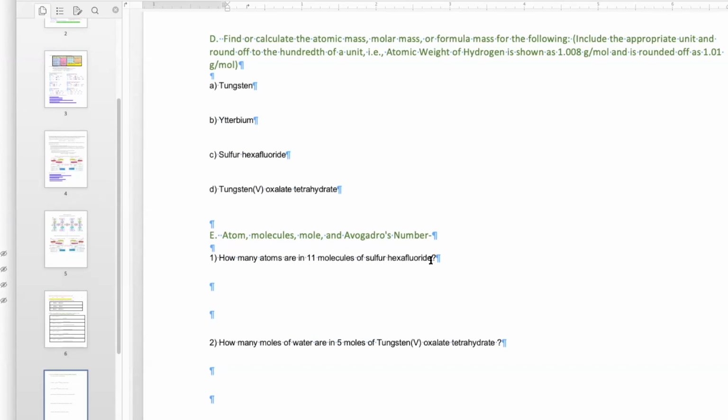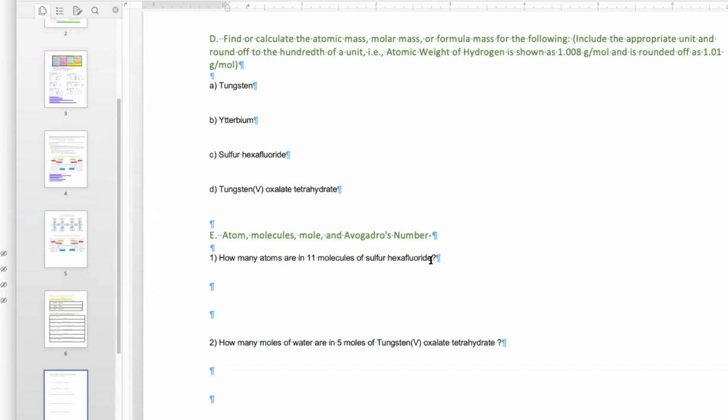Let's take water, okay? Water, H2O. How many atoms are in water? You would say 3, 2 hydrogens and 1 oxygen, okay? So for 1 molecule of water, you would have 3 atoms. How about if I have 2 molecules of water? Well, if I have 2 molecules of water, that would be H2O, that's 3 times 2, that's 6. That's what this question is. 11 molecules of sulfur hexafluoride.